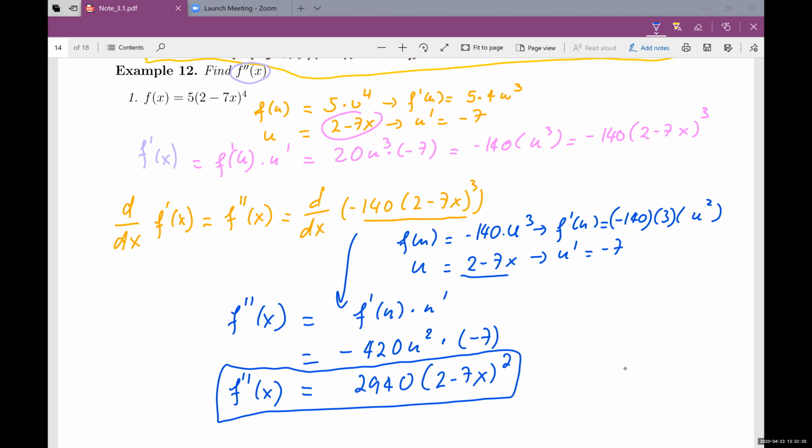Again, this lecture shows you how to use the chain rule, right? What is the chain rule? How does the chain rule work? And it shows you some examples of how to use the chain rule in order to find the derivative of composite functions.